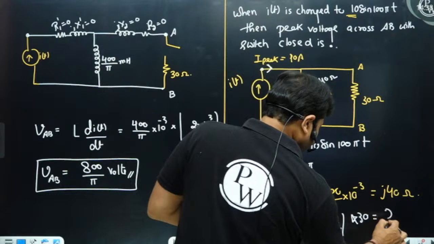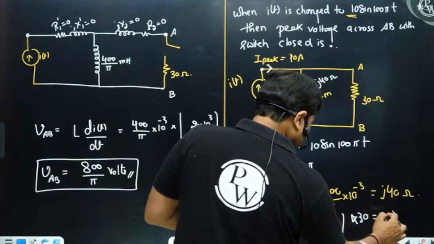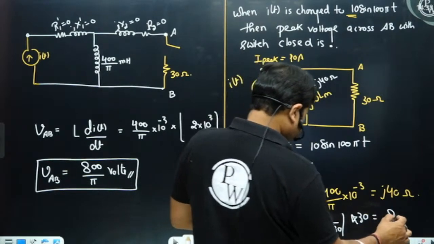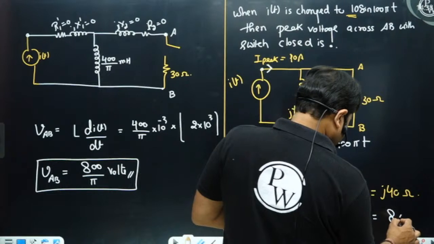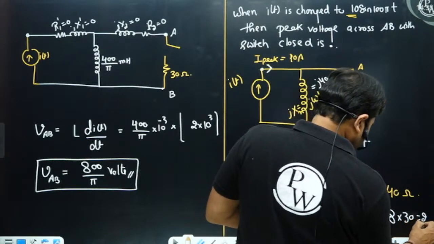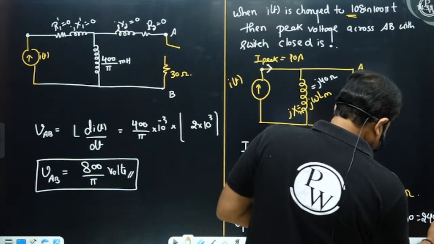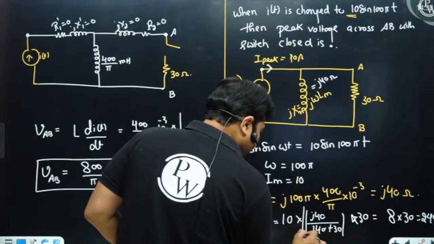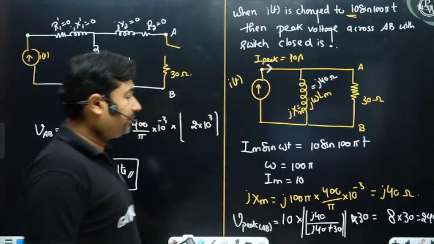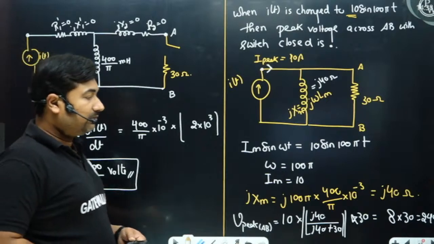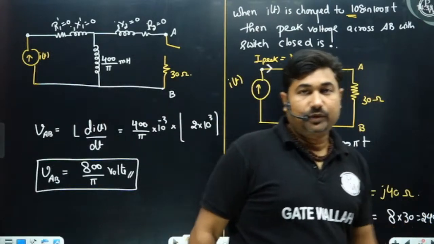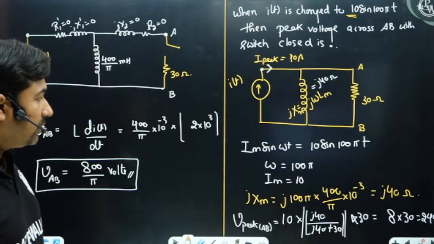This will become in magnitude 8 into 30, that is 240 volts. So I'm interested in magnitude. You can take the magnitude of this, and the magnitude of this will be multiplied by 30. Okay, how many of you are able to understand?